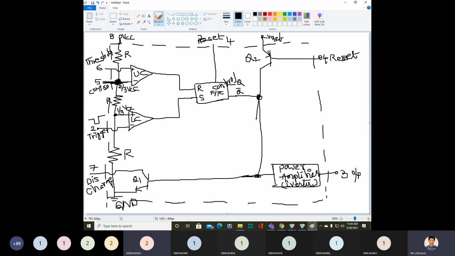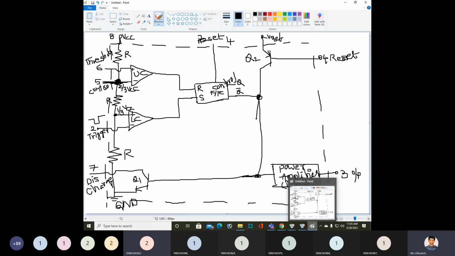Sir, yes. V reference pin is not present in the IC. Your voice is not clear, Nana. Then I see you have drawn the diagram, no, sir. That V reference pin is not present, no, sir.